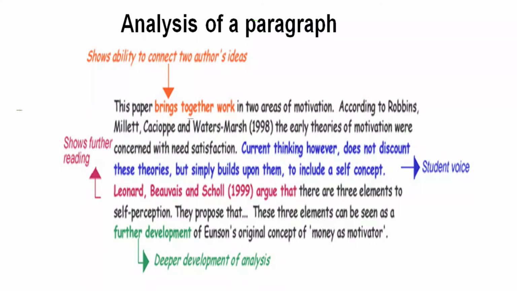If you want to really understand this, let me show an excerpt here on the screen. I'm sure you are seeing that excerpt, and that's an example of analysis of a paragraph. I'll not read this. You can see a student shows ability to connect two authors' ideas. Then down this way on the extreme right-hand side, you will see further reading. On the extreme left, you see the student voice, and down this way the deeper development of analysis. So this is an example of a good literature review.